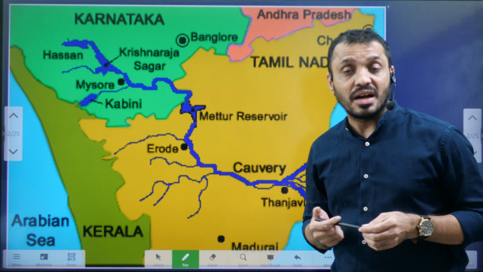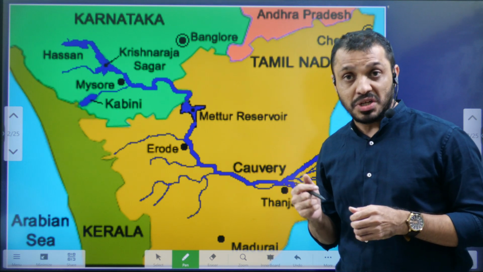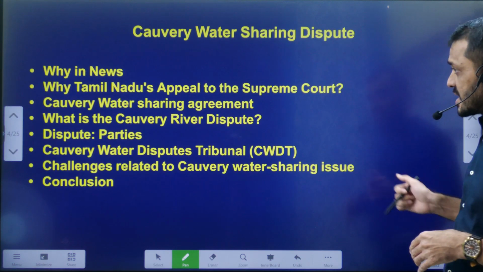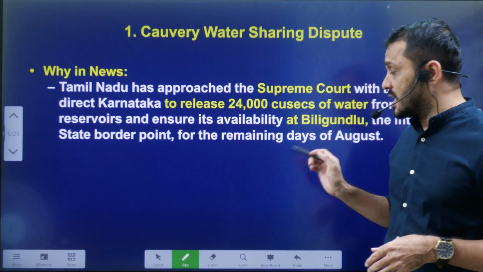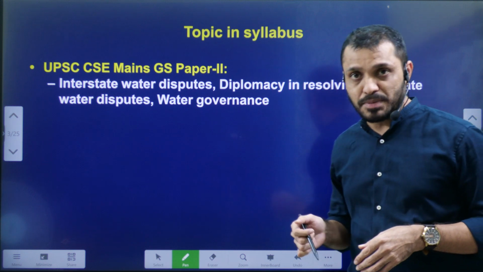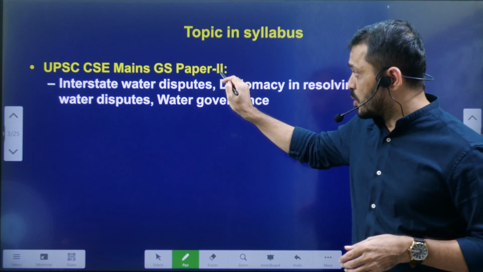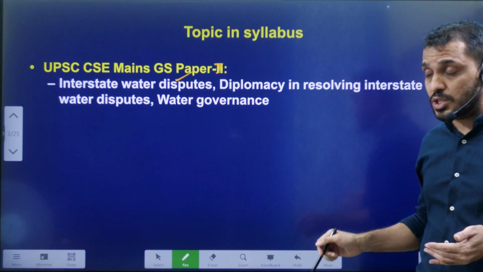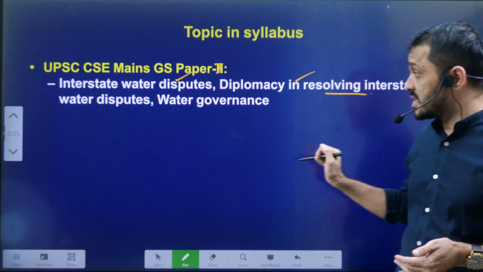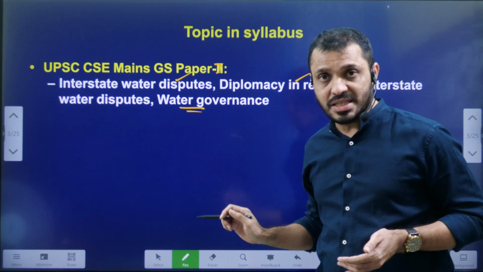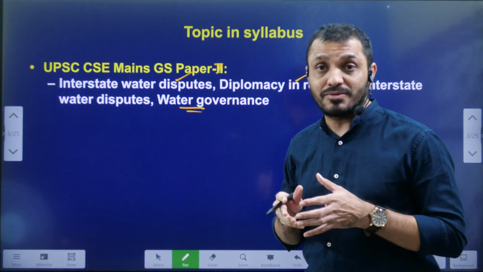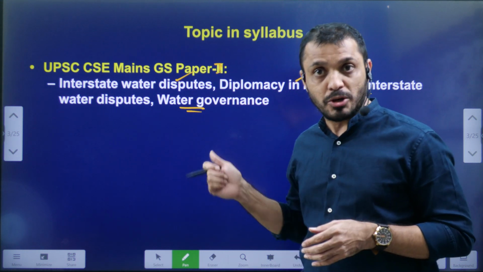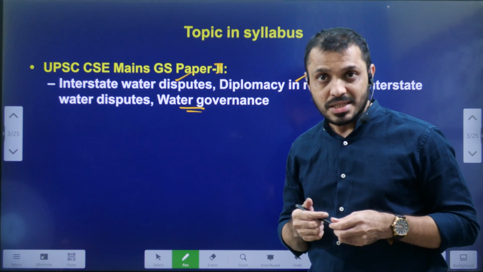Now let us see the Cauvery water disputes. First, as usual, we do the syllabus mapping, then we will discuss the video components. Regarding the syllabus mapping, this particular issue is related to GS paper 2 as well as GS paper 1. In terms of GS paper 2, it relates to interstate water disputes, diplomacy, resolving interstate water disputes, and water governance. Regarding GS 1, in terms of geography, it helps with the Cauvery river and the disputes we are going to discuss. So this is the syllabus mapping.